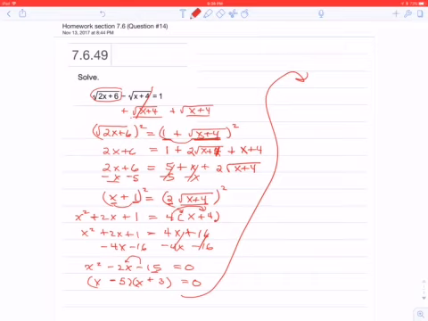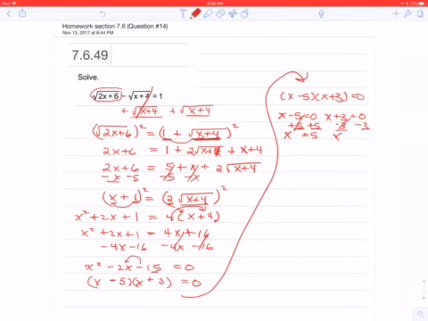So then I'll set each factor equal to 0. So I have x minus 5 equal to 0, x plus 3 equal to 0. So x equals 5, x equals negative 3. These are only possible solutions to the equation. We have to check them if we're working with equations that have a square root in them. We have to check.